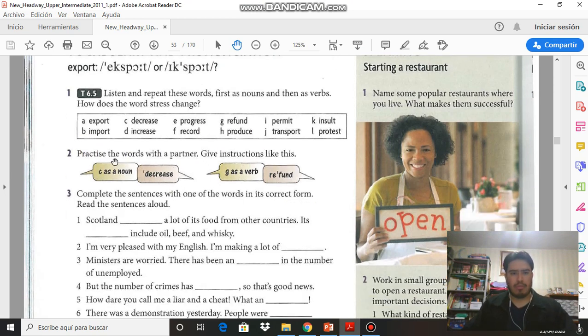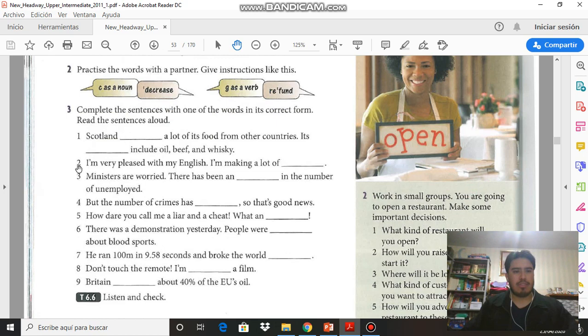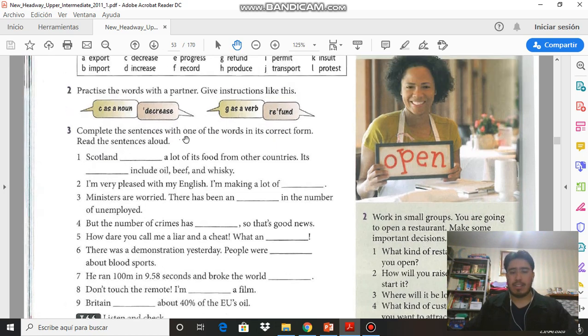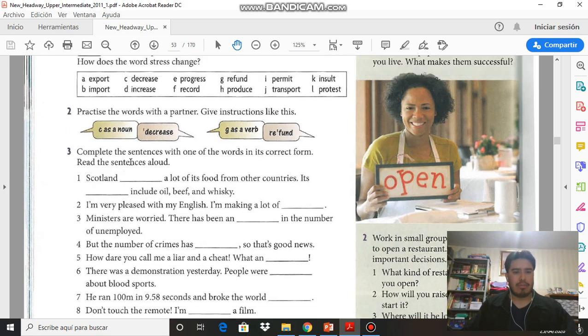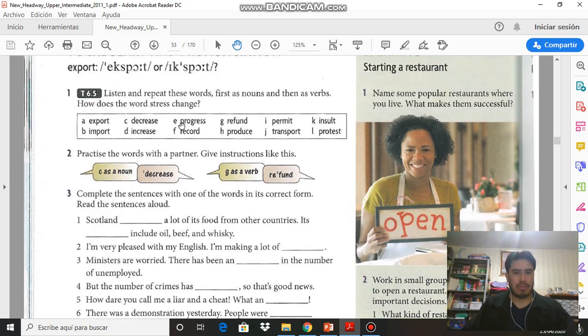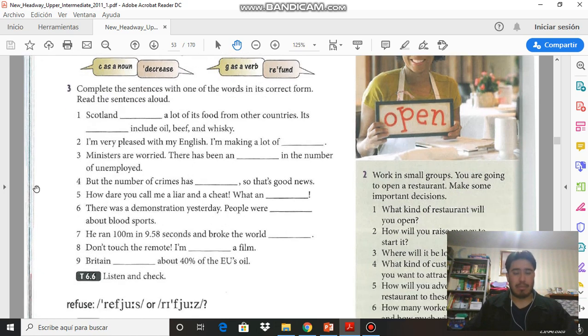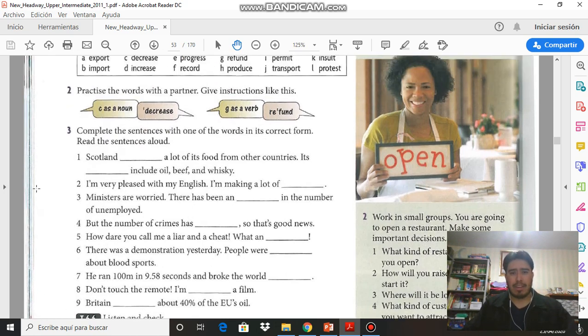Well, we're going to practice the intonation for them, and I'm going to be asking you about the intonation for these words through Skype. And then in exercise number 3, we need to complete the sentences with one of the words in its correct form. Read the sentences aloud. Actually, we're going to need to use the same vocabulary to complete the sentences, depending on the context and depending if we need a noun or a verb. So if you want, we can do the number 1 together as an example.